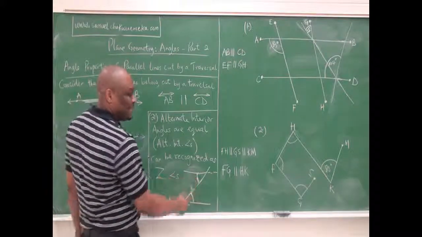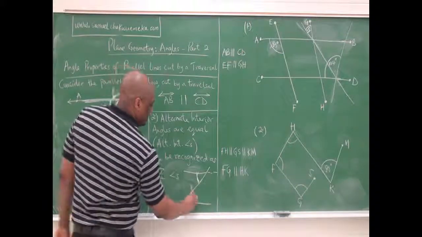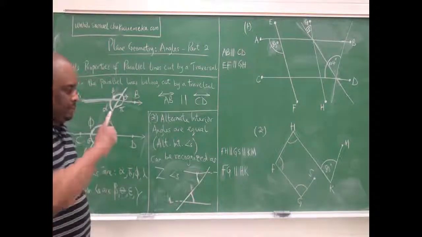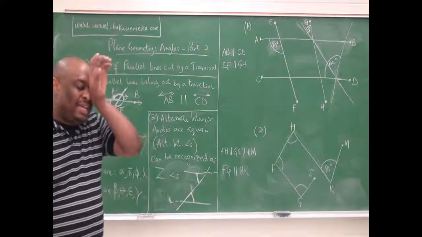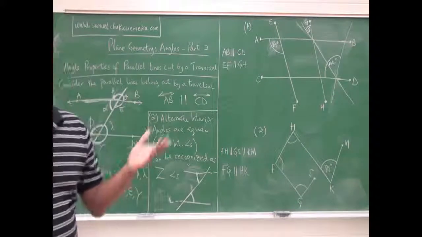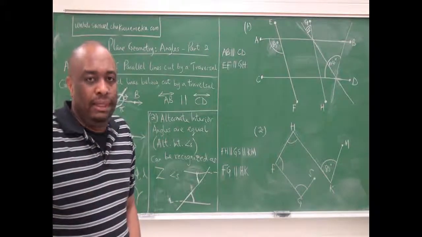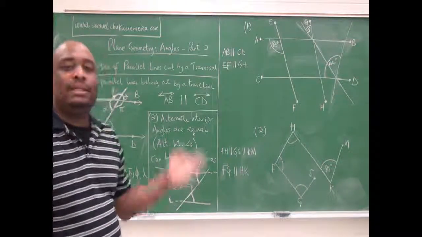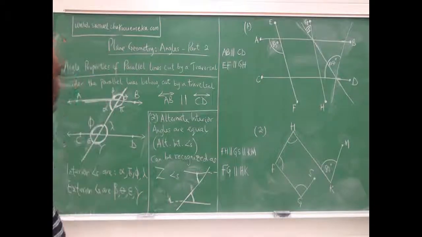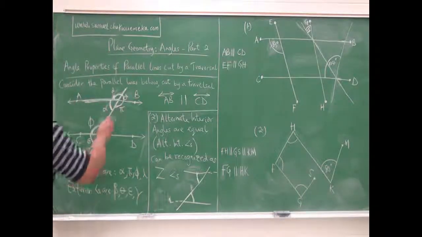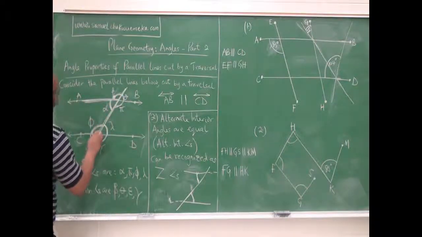Okay? They are on the opposite sides of the traversal. This one is on this side and this one is on this side of the traversal. Recognized as Z angles. So pairs of interior angles on the opposite sides of the traversal are called alternate interior angles. And they can be recognized as Z angles. Okay, so if you look at this parallel line, you try and find Z here. So we see that Z is here.